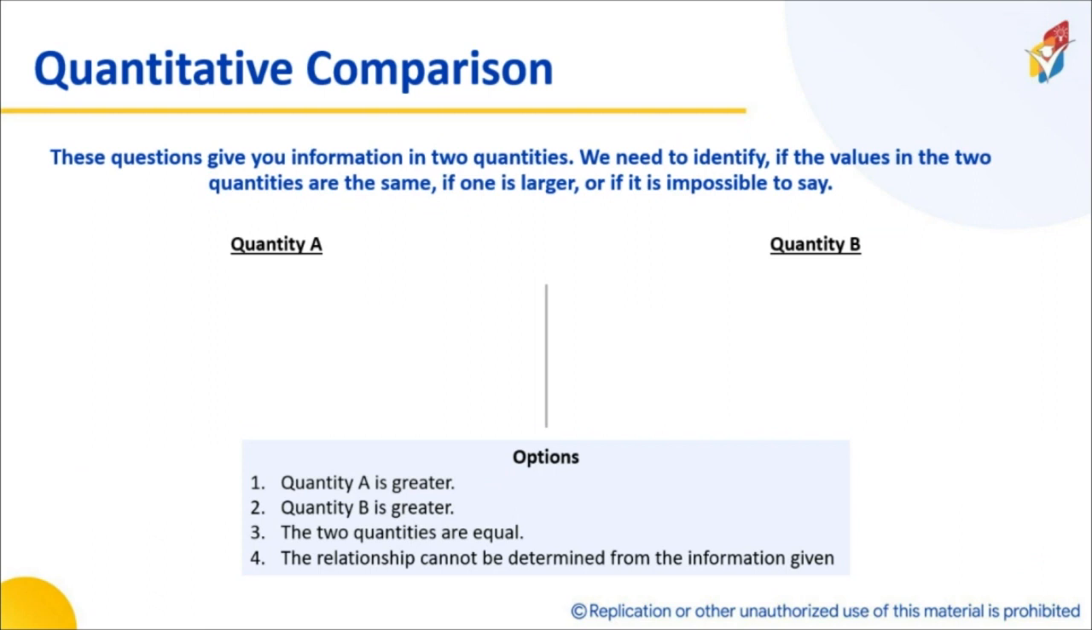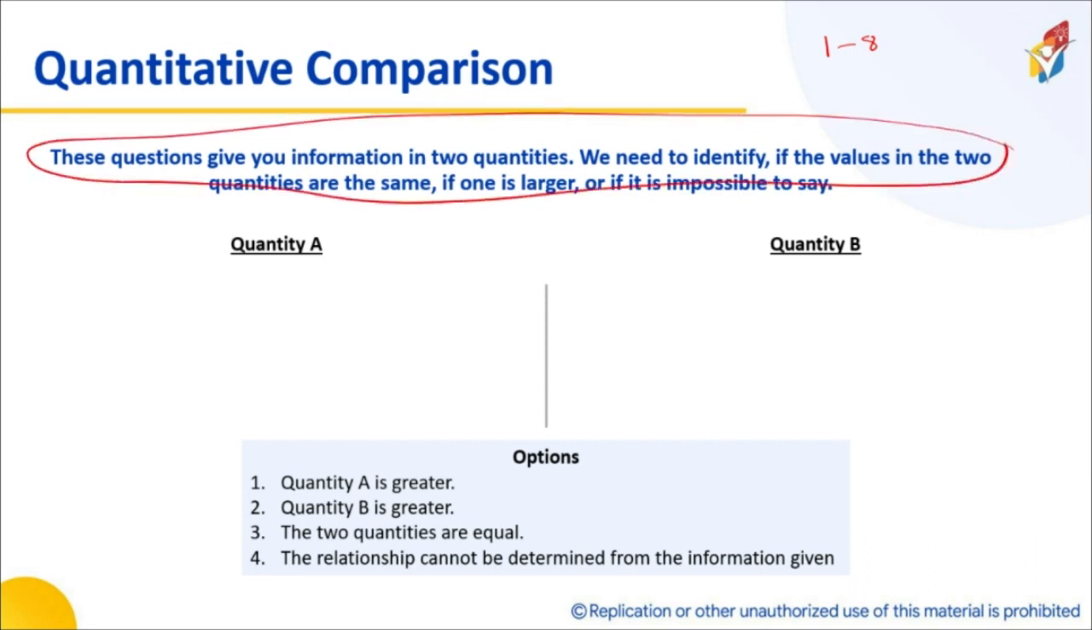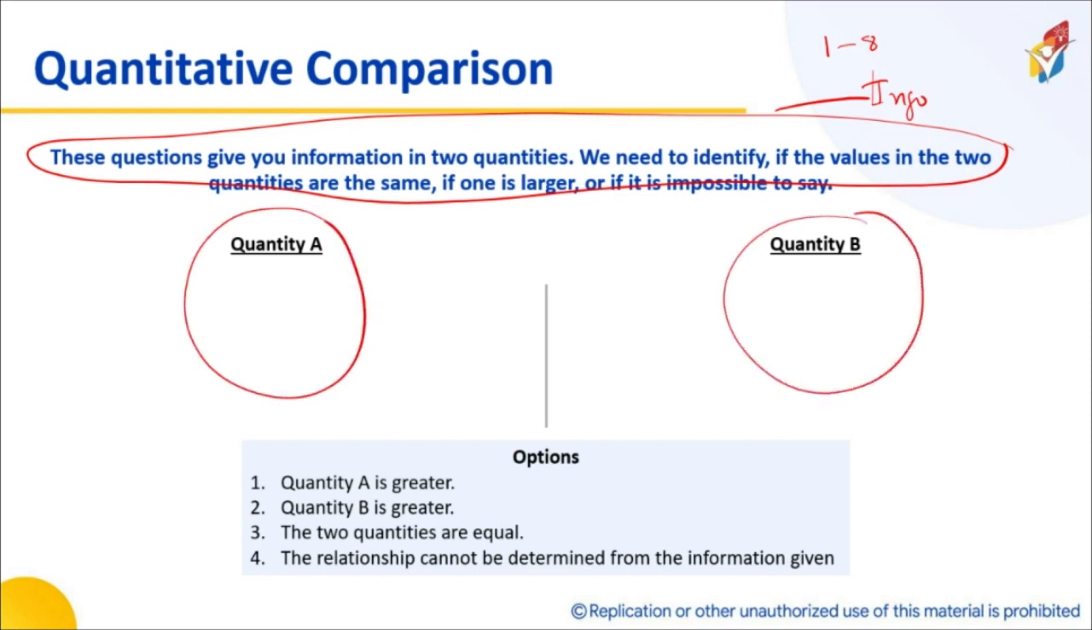In the GRE, the quantitative comparison question is usually in the beginning of the quantitative reasoning section. The first 8 questions, 1 to 8 in each section of quantitative reasoning, are usually of this type. In this question type, you need to remember 4 major areas. This top part here is where information is given. Then you have two quantities, quantity A and quantity B. This particular question is about understanding which of the two quantities is bigger.